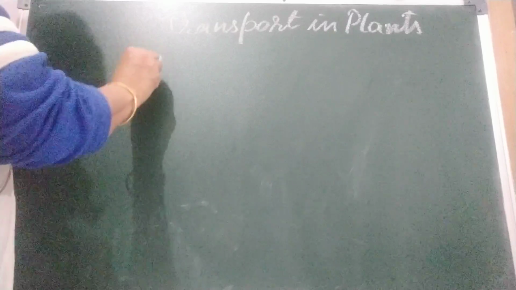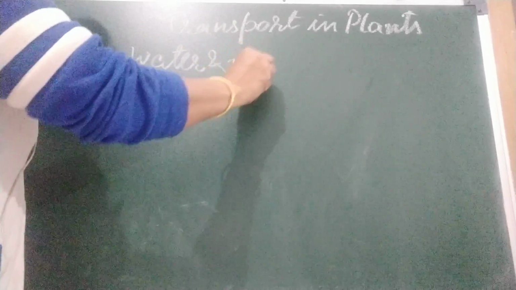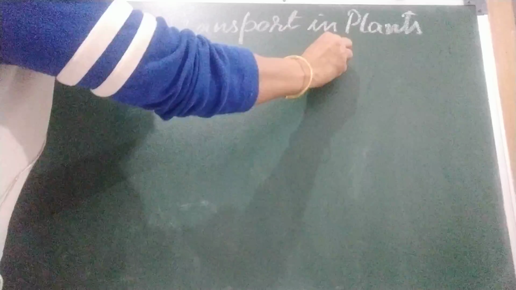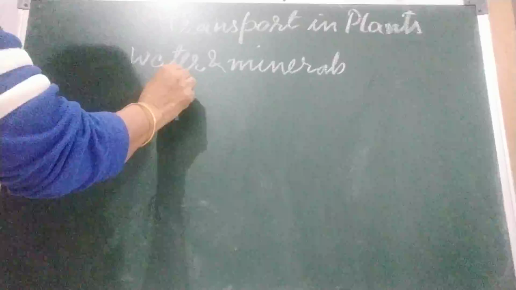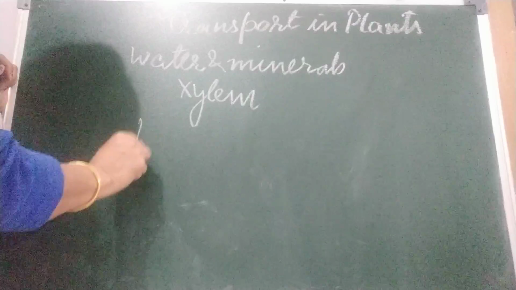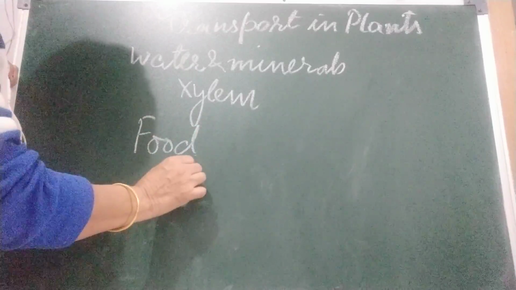How do they transport? They have a system for transporting water. They have xylem for water and minerals. And for transporting food, they have phloem.